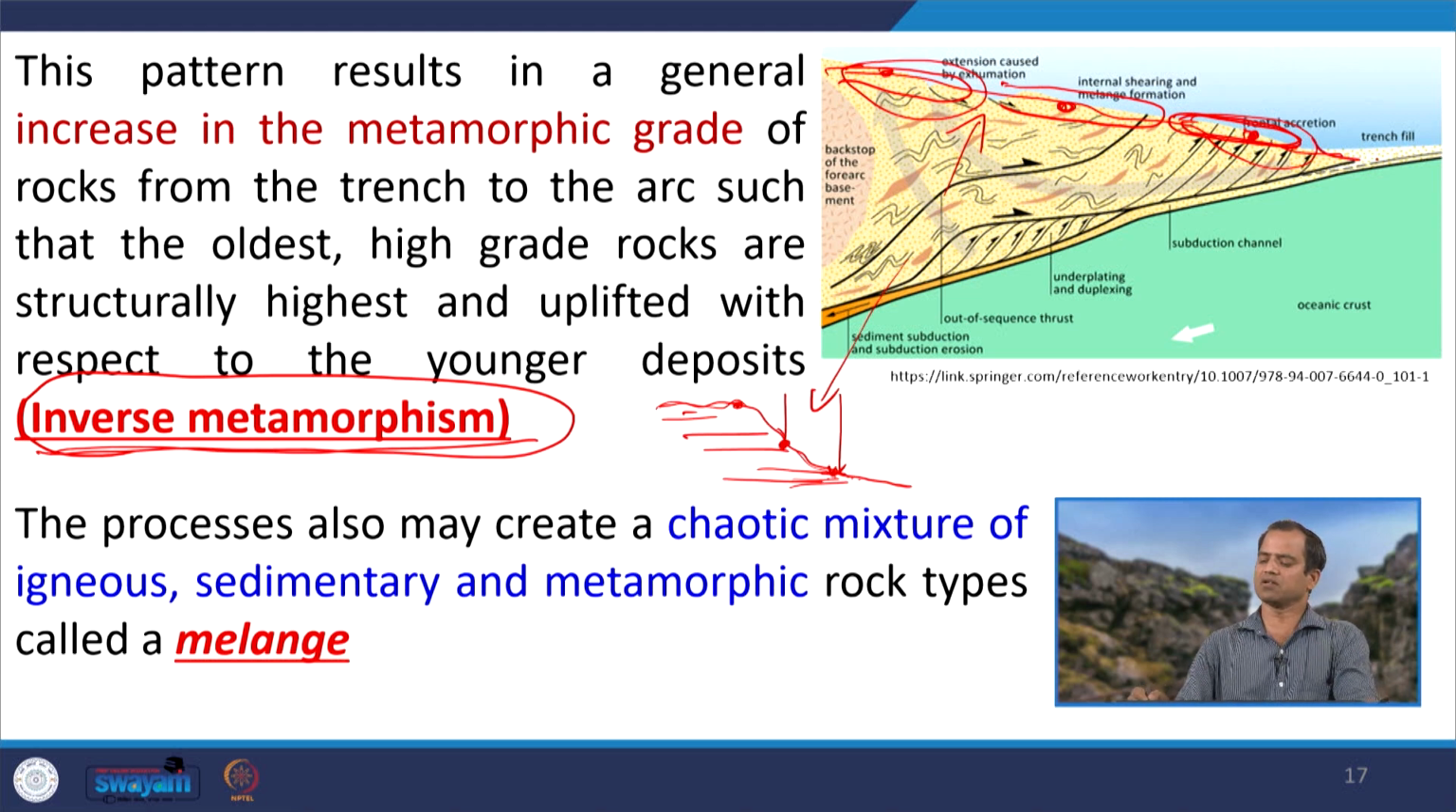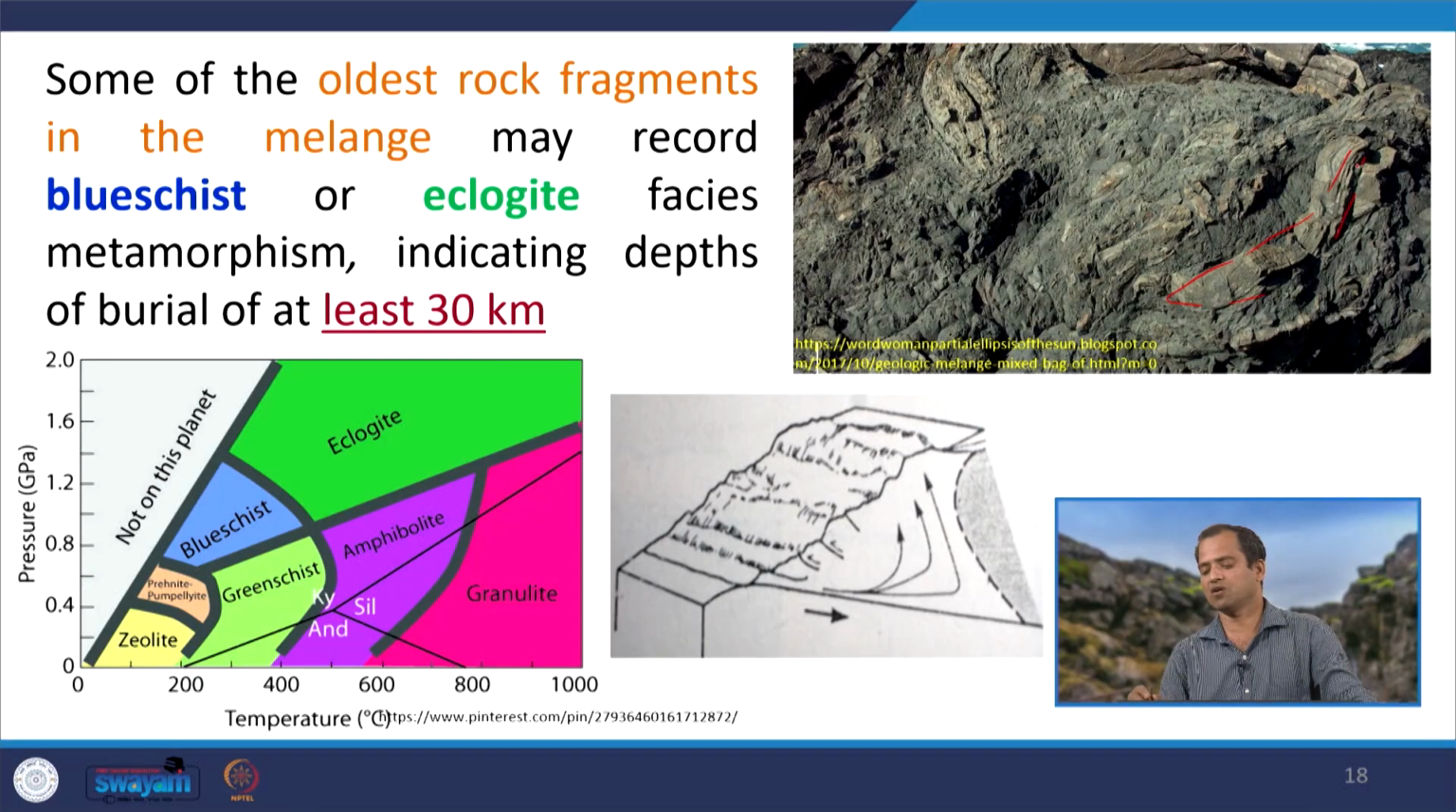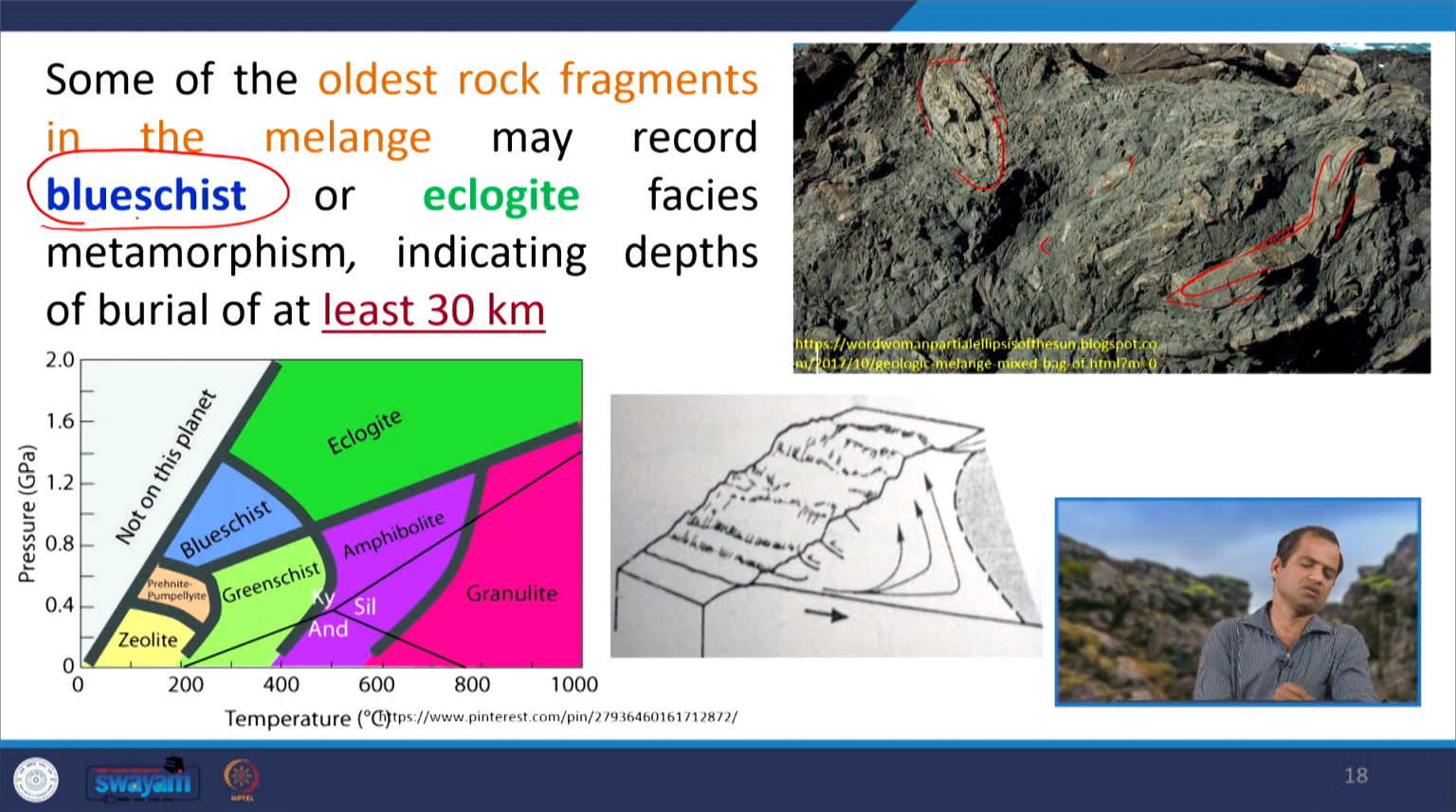And the sediment here at the trench is the melange, which we have already discussed. It is chaotic sedimentation, with no arrangement. If you see this field photograph of melange, there are very large blocks and fine grained sediments, with no mixing. This melange itself indicates that some of these rock fragments show blueschist facies of metamorphism, and some show eclogite facies of metamorphism.